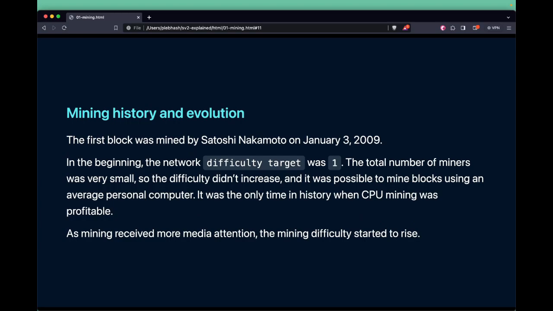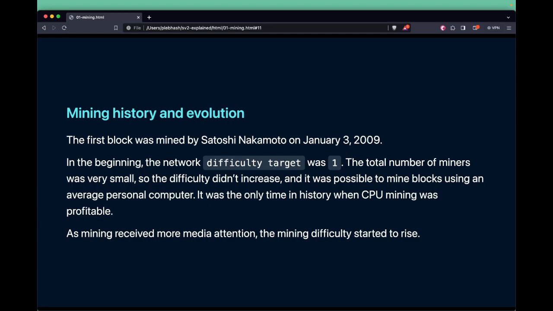So now let's start looking into mining history and the evolution of mining. The first block was mined by Satoshi Nakamoto on January 3rd, 2009. And in the beginning, the network difficulty target was just 1. The total number of miners was very small, so the difficulty didn't really increase, and it was possible to mine blocks using an average personal computer. It was the only time in history when CPU mining was profitable.